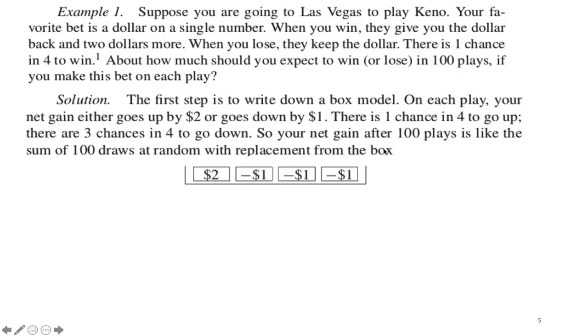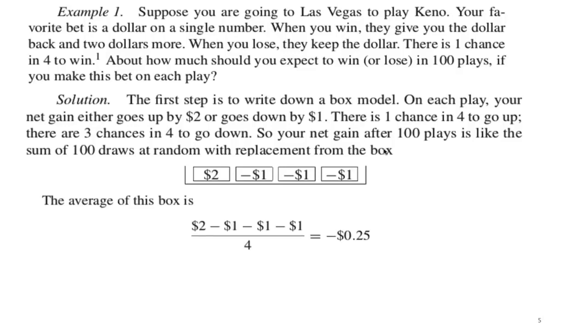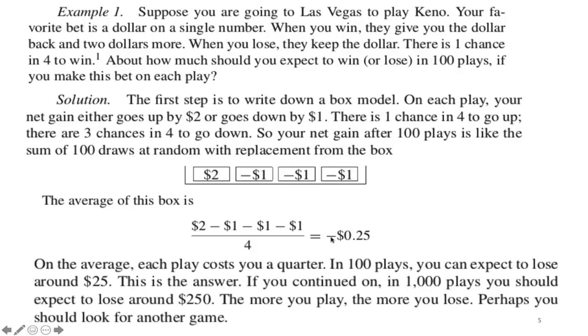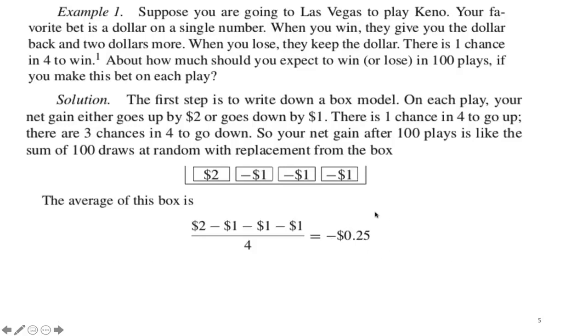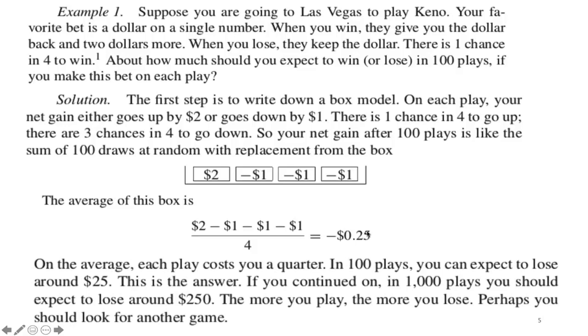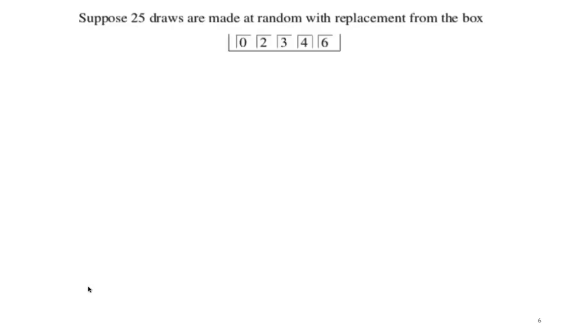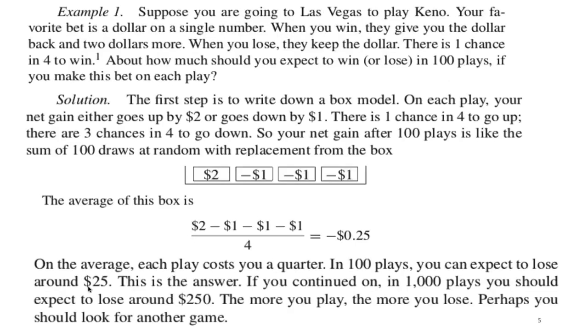And so we use the formula to find the expected value, which is to find the average of the box: add together, divide by 4, and that gives you -0.25. That means that on average, every game we play, we lose 25 cents. If you play this game 100 times, then we'll lose around $25 or so. And if, for example, you play 1,000 times, then you lose about $250, etc.